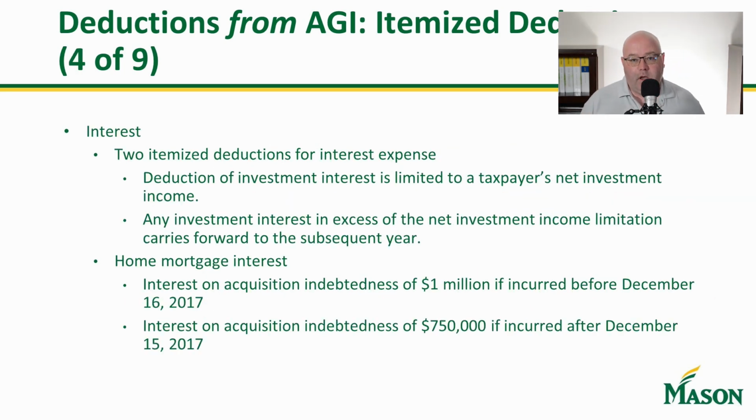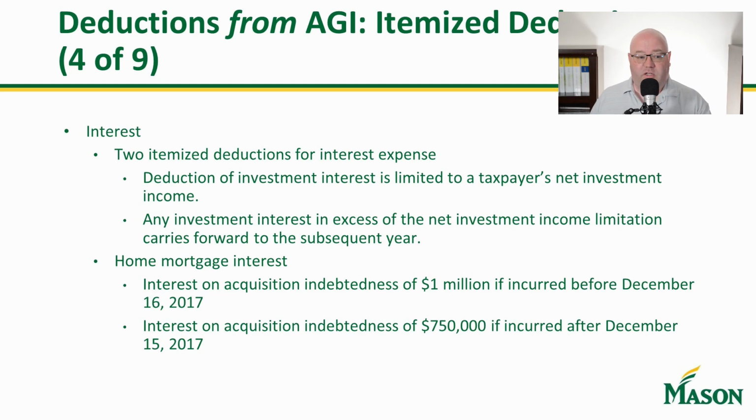All right. So interest, there are 2 itemized deductions for interest. You can have interest for your home, and then there's also interest for investments. So for interest on the home, on debt acquired before December 17th, you can take up to $1 million of indebtedness as a deduction. Anything from December 15th and on is down to $750,000.